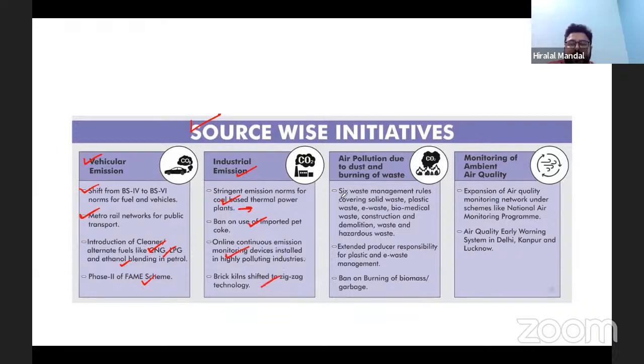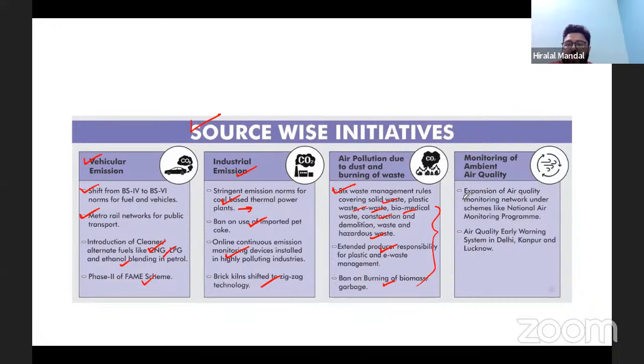And six, air pollution due to dust and burning of waste. For that, there are six waste management rules covering solid waste, plastic waste, e-waste, biomedical waste, construction and demolition waste, and hazardous waste. So it already covers these wastes. Producer responsibility has been extended to plastic and e-waste management, which we have just discussed. And there is also a ban on burning of biomass and garbage. So these are the various provisions that have been taken by the government.